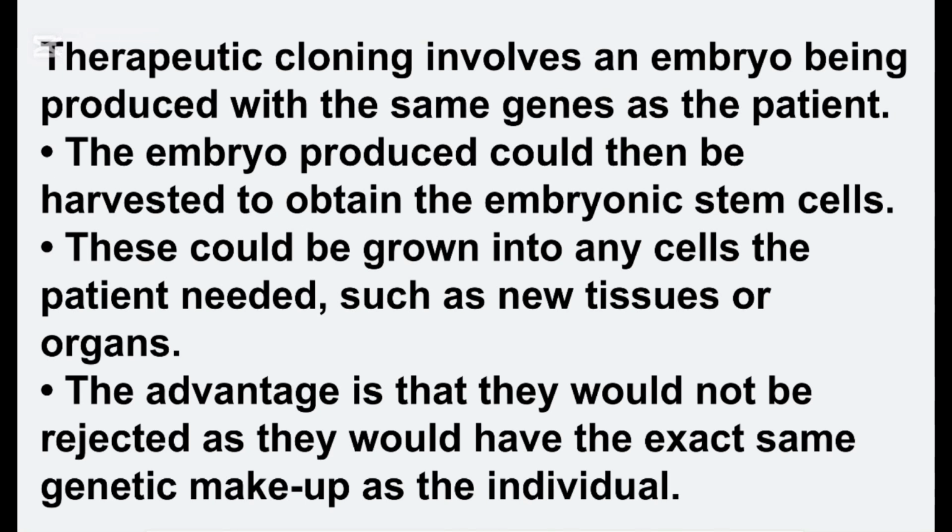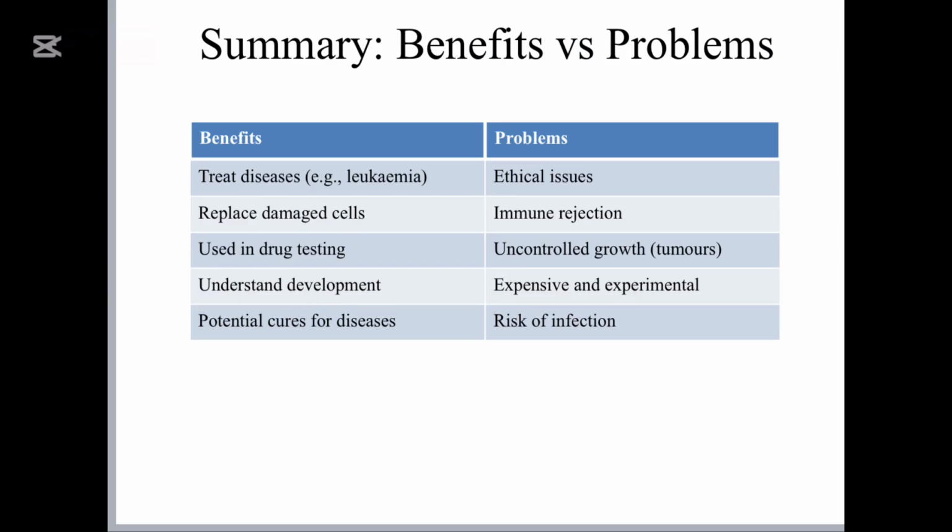We move further to see the advantages and disadvantages, that is the benefits and the problems of stem cells. Now, what are the benefits? You can see it can be used to treat diseases, replace damaged cells, be used in drug testing, understand development and find potential cures for other diseases. And when it comes to problems, ethical issues, immune rejection, uncontrollable growth, it is expensive and experimental, and it can also lead to risk of infection.